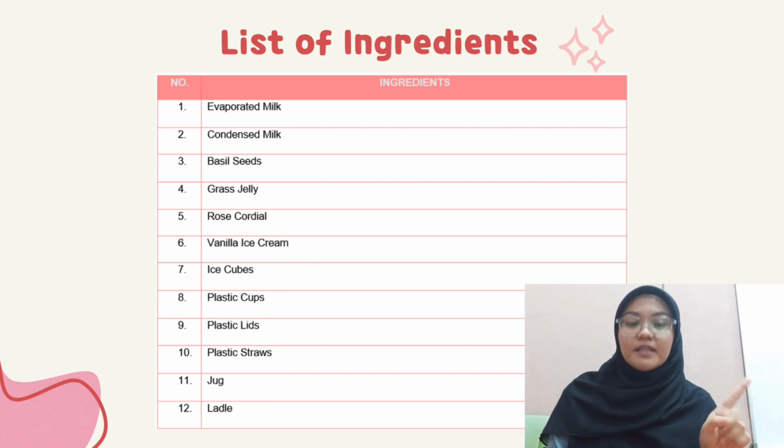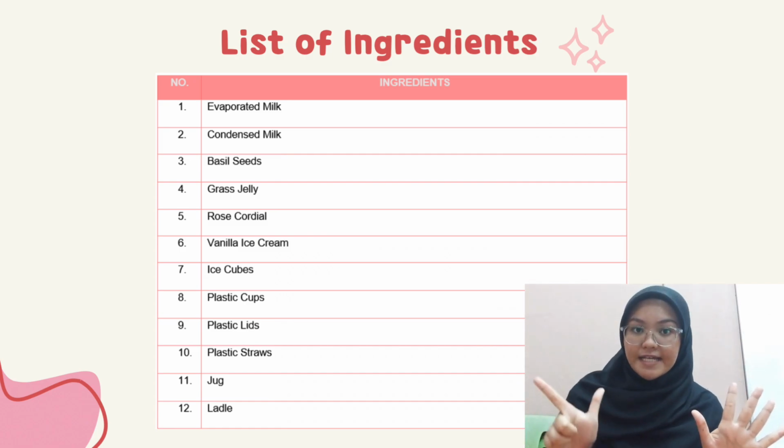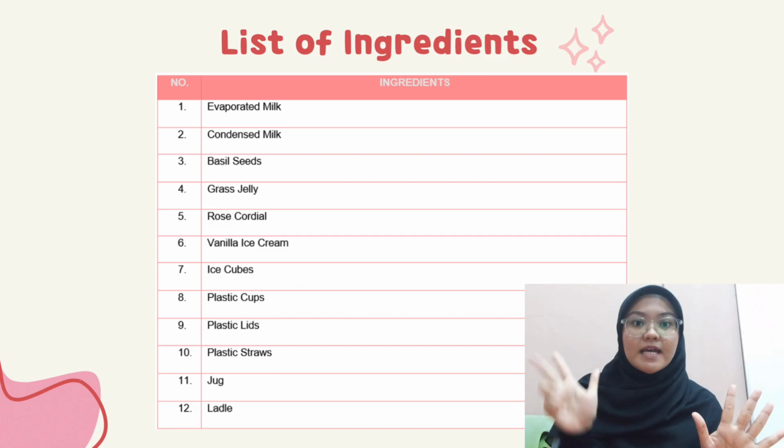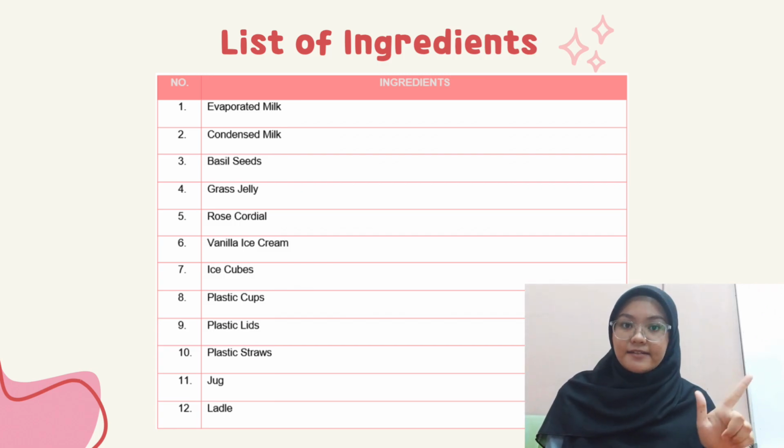First, we need evaporated milk, condensed milk, grass jelly, basil seeds, rose cordial, ice cubes, vanilla ice cream, the plastic cups, cup lids, the drinking straw, jug, and lastly the ladle.